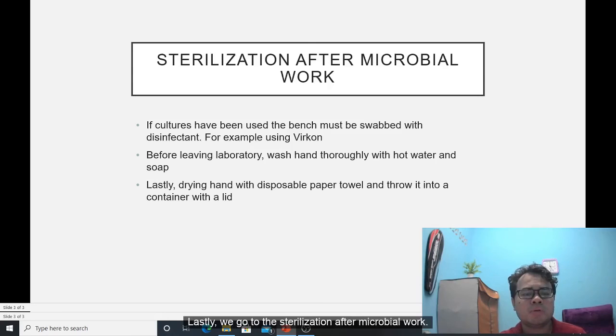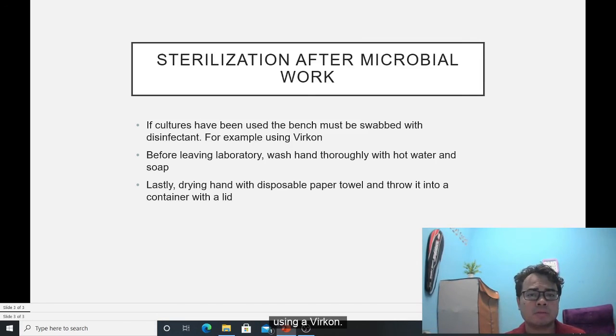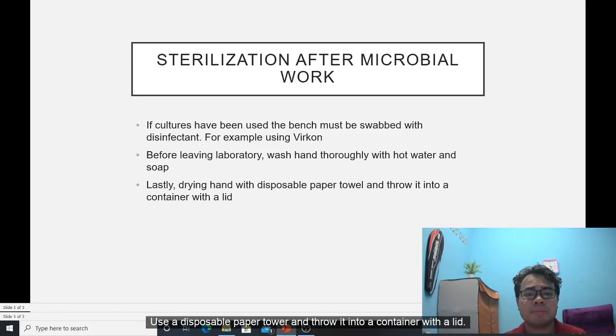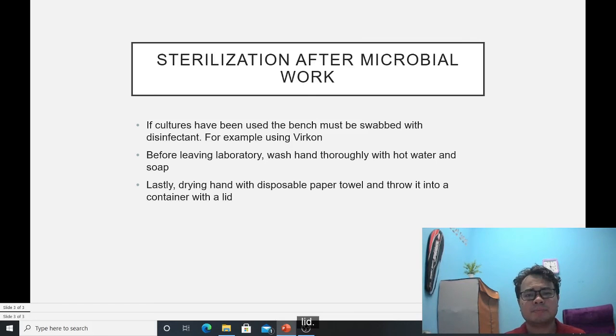The last one, we go to sterilization after microbial work. After you are done with your microbiological work, the bench must be swabbed with a disinfectant, such as Virkon here. Then before leaving the laboratory, do not forget to wash your hands with water and soap. And for drying, use a disposable paper towel and throw it into a container with a lid.